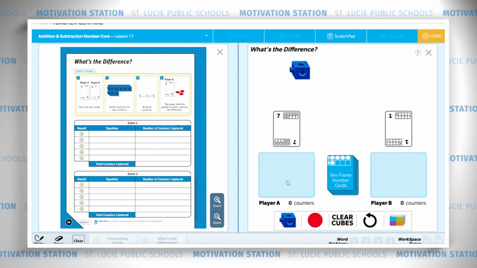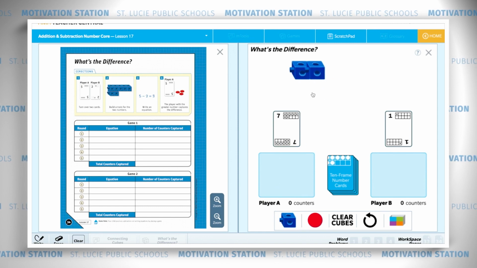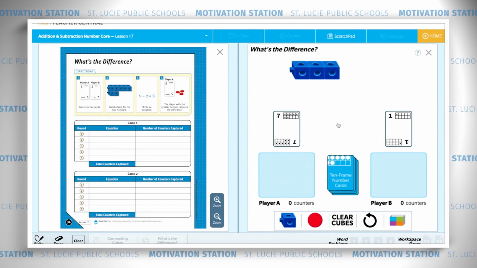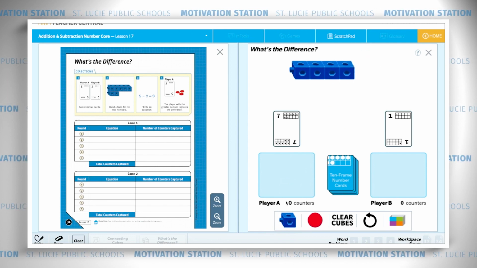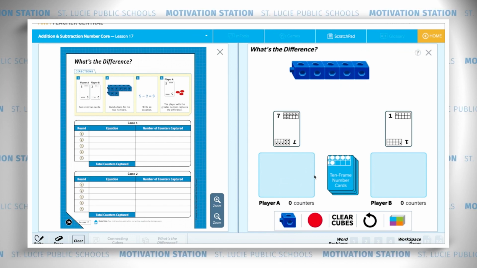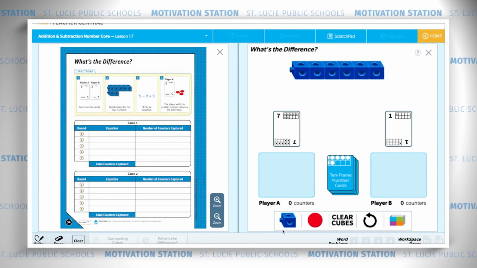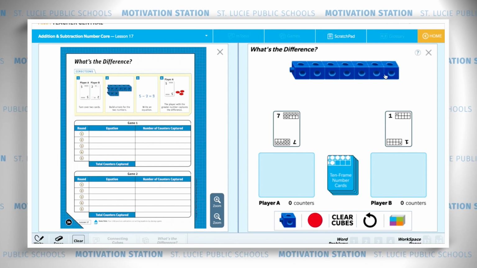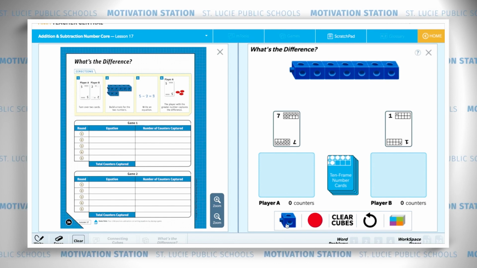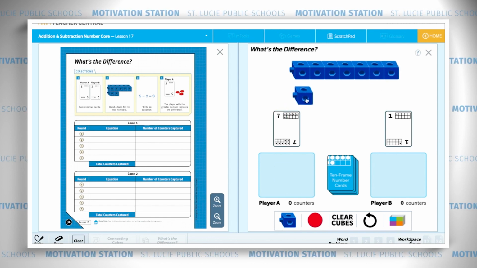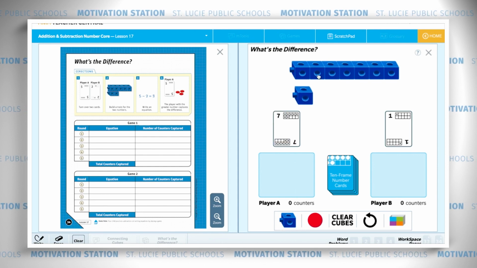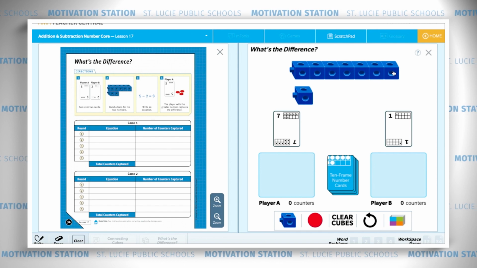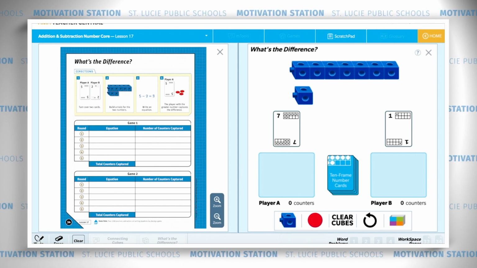Okay. 1, 2, 3. Oh, that one disappeared. 4, 5, 6, 7. There it goes. Okay. Now a cube train of 1. Okay. So now let's find the difference. 1, 2, 3, 4, 5, 6. Our difference is 6.